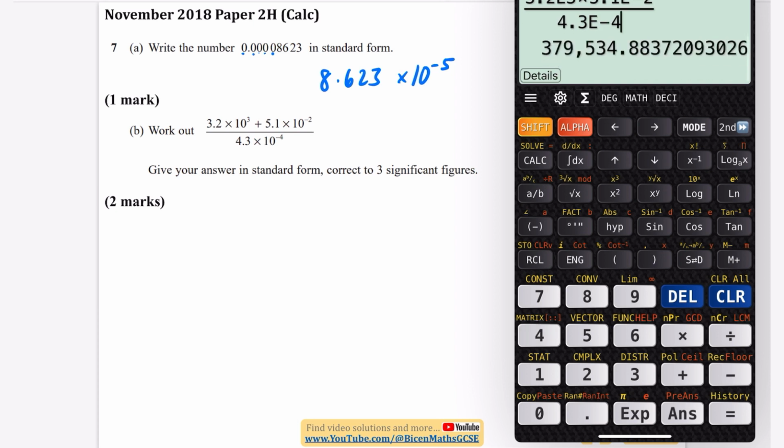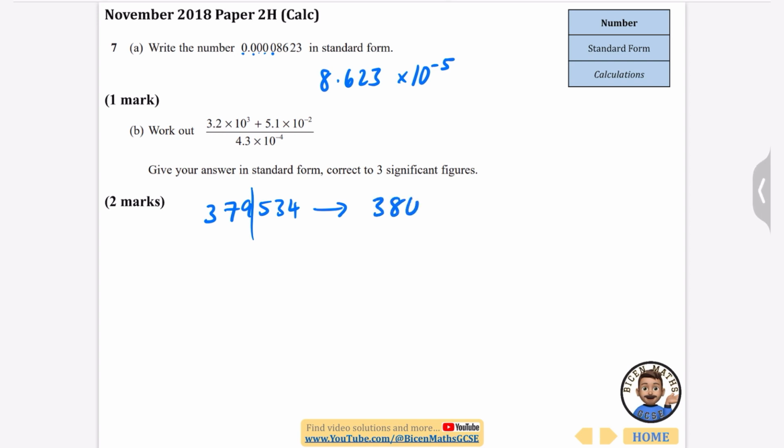Now, it wants it in standard form to 3 significant figures. So I'm going to start off writing it to 3 significant figures. Well, it's 3, 7, 9, 5, 3, 4. Let's just now do this to 3 significant figures. After the third significant figure is a 5, so it's going to be 380,000. Now, to get that in standard form, that is going to be 3.8, and the decimal point would have to move 1, 2, 3, 4, 5 spaces. So 3.8 times 10 to the 5 for that one. So the calculator can really help you.